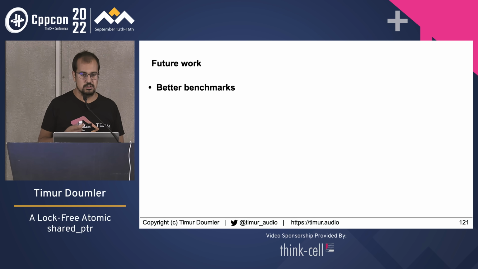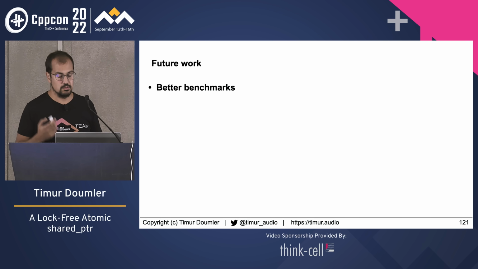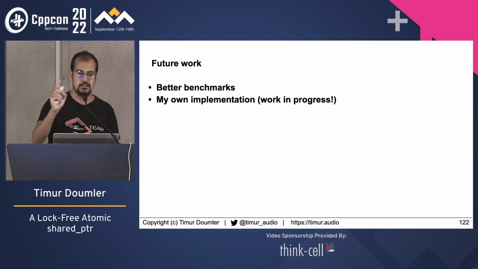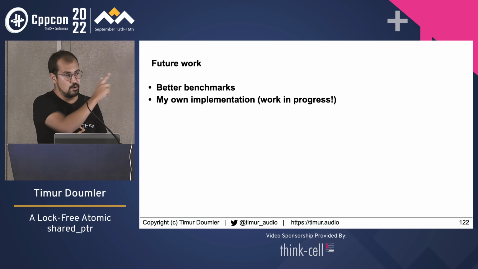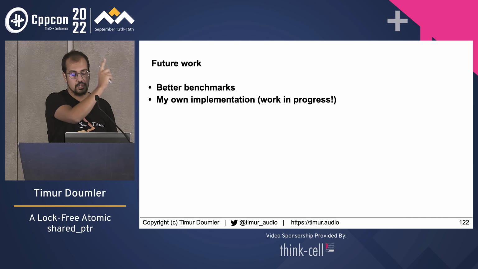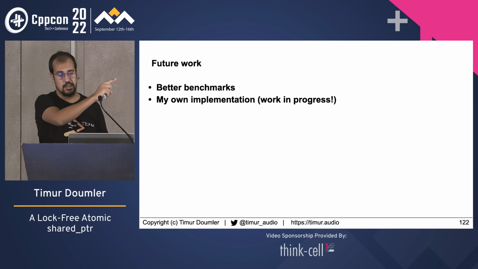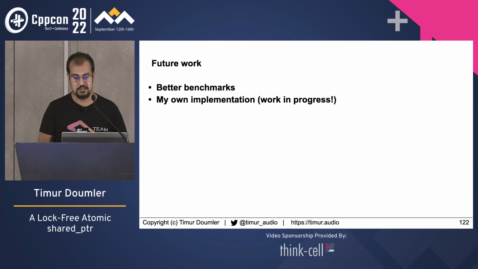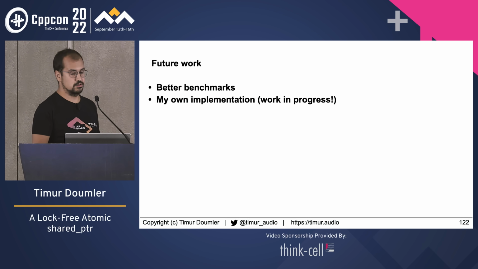So these are the benchmarks on these three existing implementations. What I want to do is better benchmarks, and obviously I want to implement my own, because now I know how to make the atomic shared pointer lock-free. So I'm implementing my own version of this. Unfortunately, it's not ready yet, so I can't show it to you today.